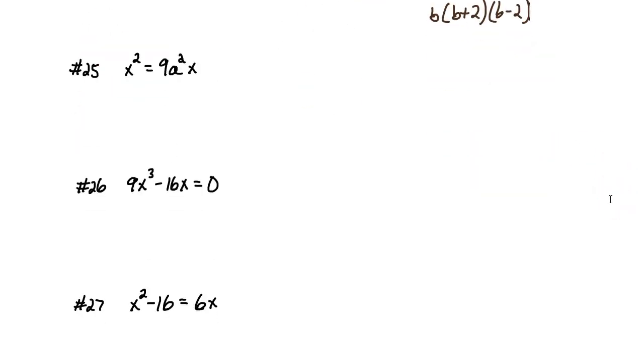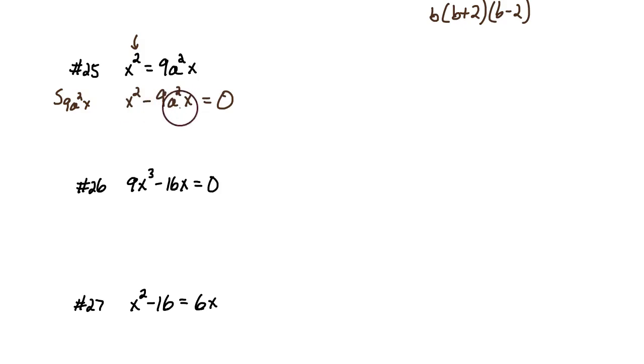Number 25, we're asked to solve the equation. The technique that we learned when the equations go to the second power is to get a 0 on the right and factor the left. Let's subtract the 9a squared x from both sides. We get x squared minus 9a squared x, and it's equal to 0.